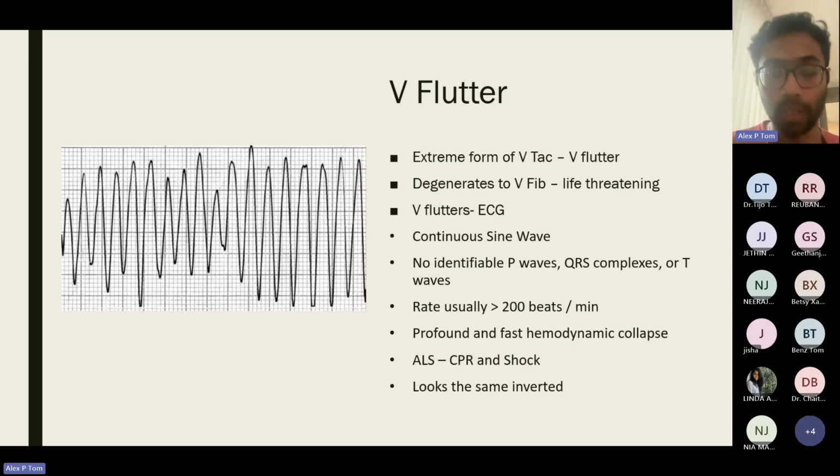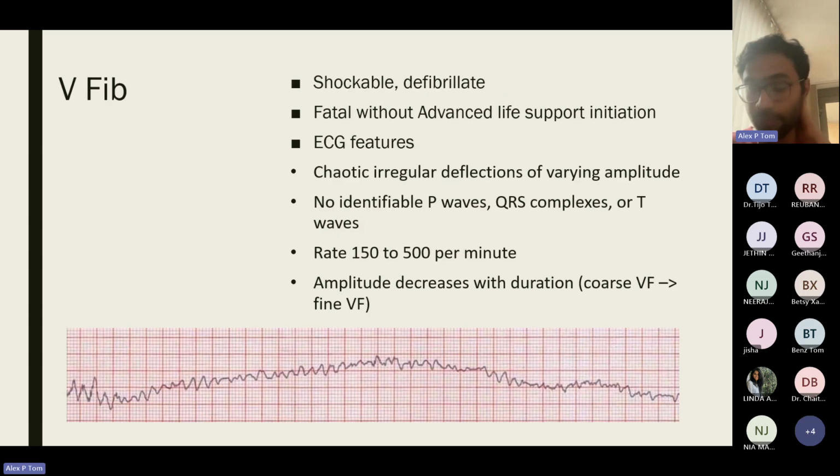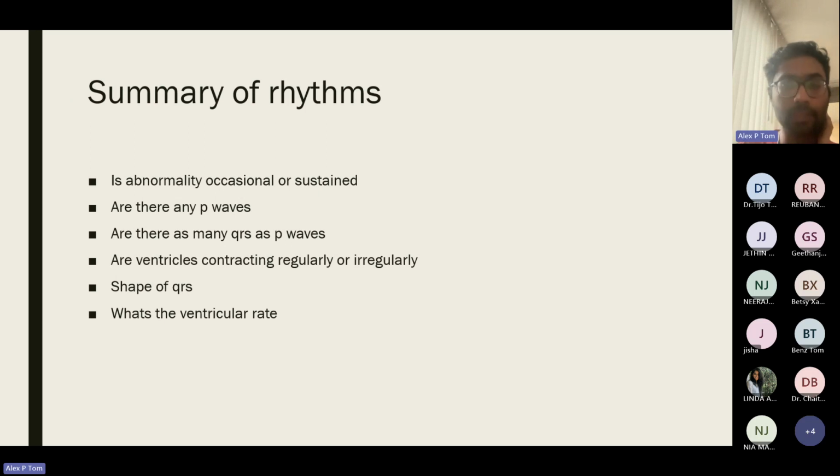Then CPR and shock. Then this is VFib, ventricular fibrillation, again another shockable rhythm. So two shockable rhythms, VT and VFib, in absolute emergency. So VFib, again very chaotic complexes, and you can't see any P waves, no QRS complex, nothing, just some coarse complexes happening at a very high rate. The ventricle is not even properly contracting. It's a fatal situation. You need to act immediately and then shock it.